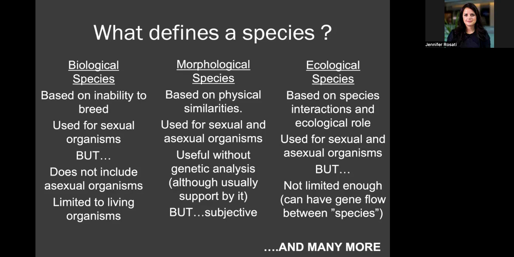We can also define a species ecologically. This is based on the species and its interactions within its environment. This can also be used for sexual and asexual organisms. But with respect to this definition, it is not limited enough. We know that we can have gene flow between what we define as species, and this can cause complications with this classification system. These are only 3 ways to look at species. There are many other ways that we can also classify them. Many times the classification of a species may rely on 1 or 2 specific definitions.